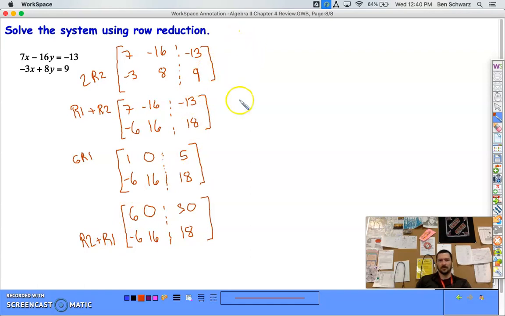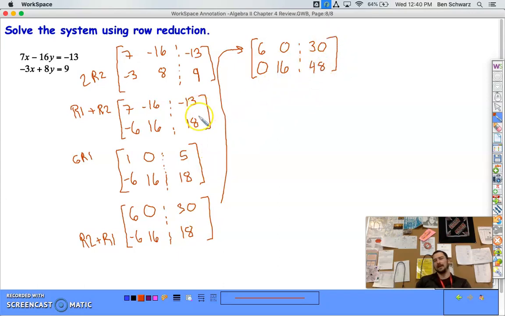So we'll go up here next. Draw a nice fancy little arrow. Okay, so we're leaving row 1 alone. Okay, row 2 plus row 1. So -6 plus 6 is 0. 16 plus 0 is 16. 18 plus 30 is 48.